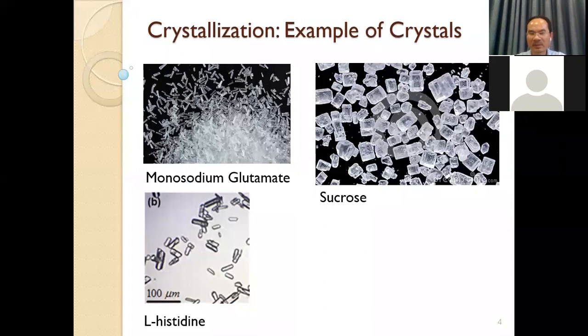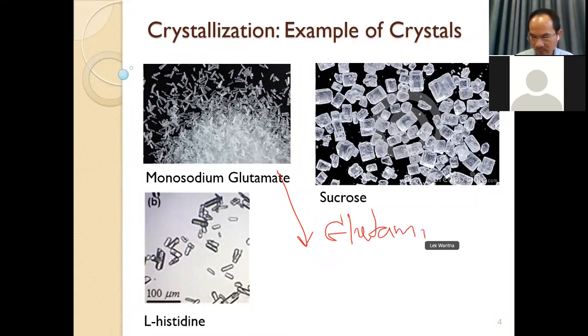This is an example of a crystal product, like monosodium glutamate. It is also an amino acid derivative; it is the derivative of glutamic acid. Glutamic acid is an amino acid, an essential amino acid. We use a lot of glutamic acid, and this is one type of amino acid.